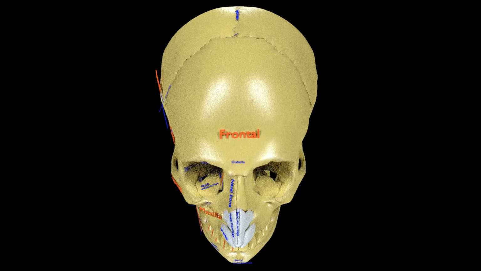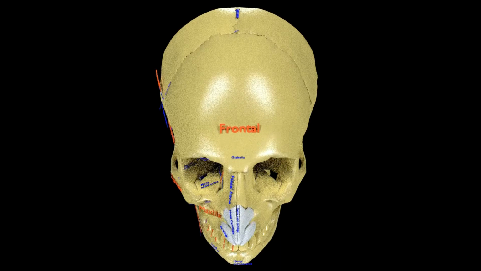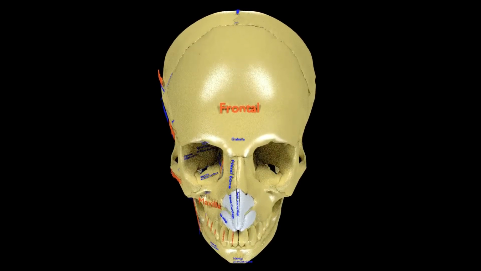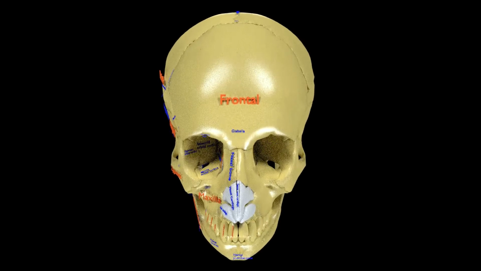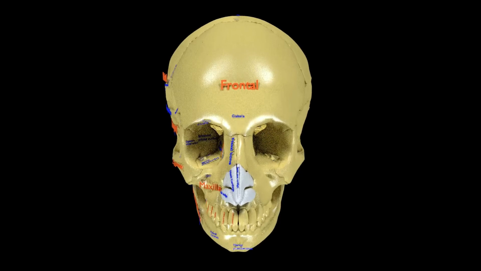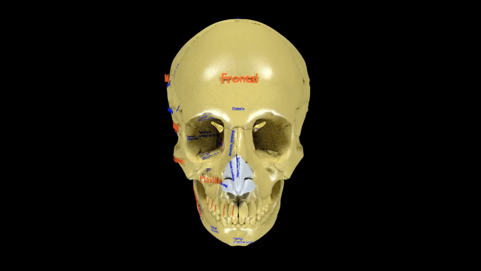Hello viewers, in today's video I am describing the anatomy of the human skull. The human skull is made up of different bones that consist of 8 cranial bones, 14 facial bones, 6 ear bones and 1 hyoid bone.